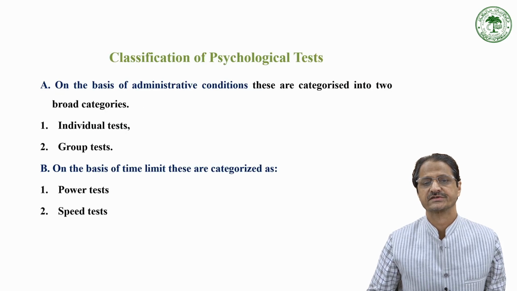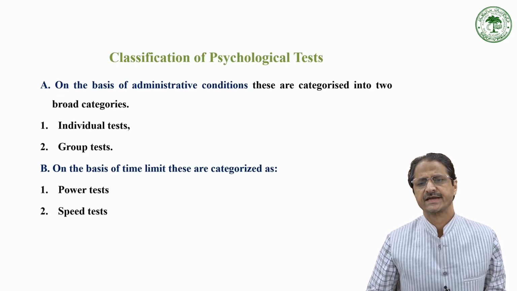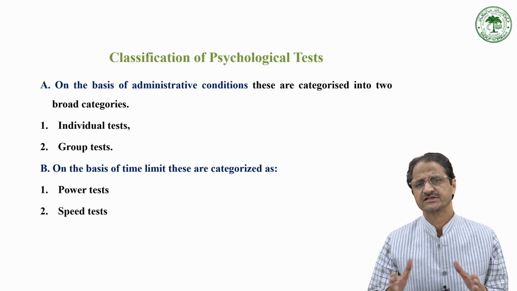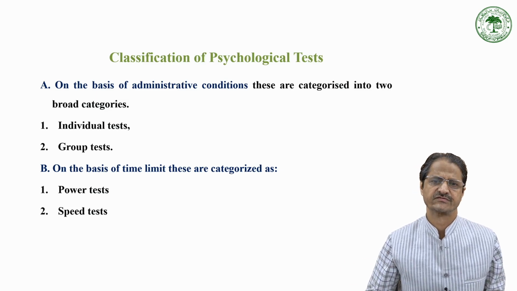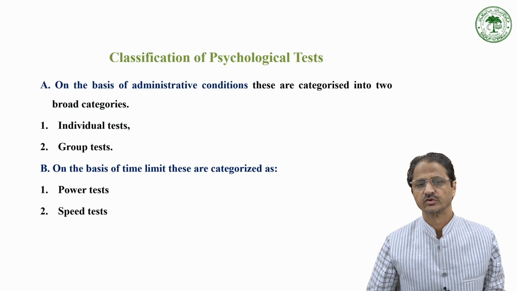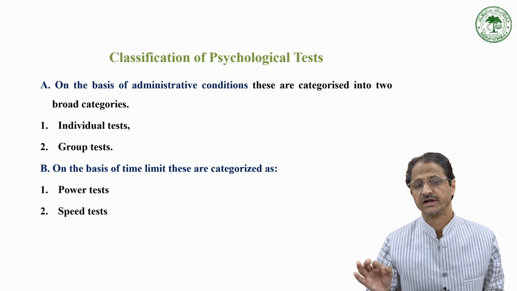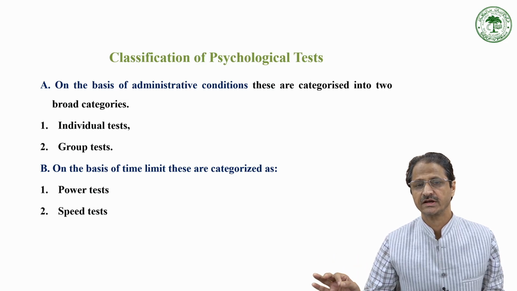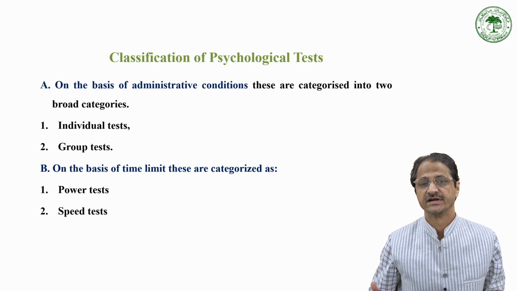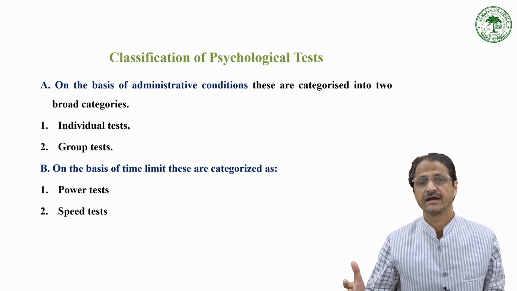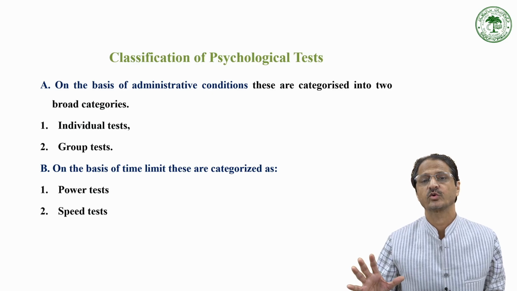If we classify the psychological tests, then there are various parameters to classify them. On the basis of administrative conditions, these are categorized into two broad areas. Number one, individual test. Number two, group test. If the test can be administered to an individual, that test is considered an individual test. If the test is designed for conducting a group of students, that test is considered a group test.